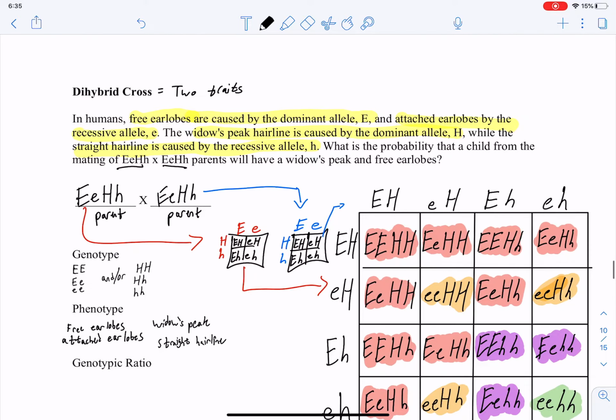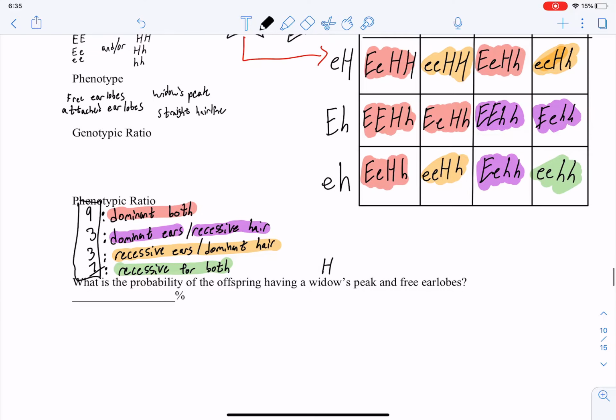Free earlobes are dominant to attached. So we're looking for anything that is big E, big H, also known as dominant for both. So our fraction is going to be 9 out of 16. Let me just grab my calculator real quick, which we'll get as 56%. All right, so if parents have a child, they have a 56% chance that their child will have a widow's peak as well as free earlobes.